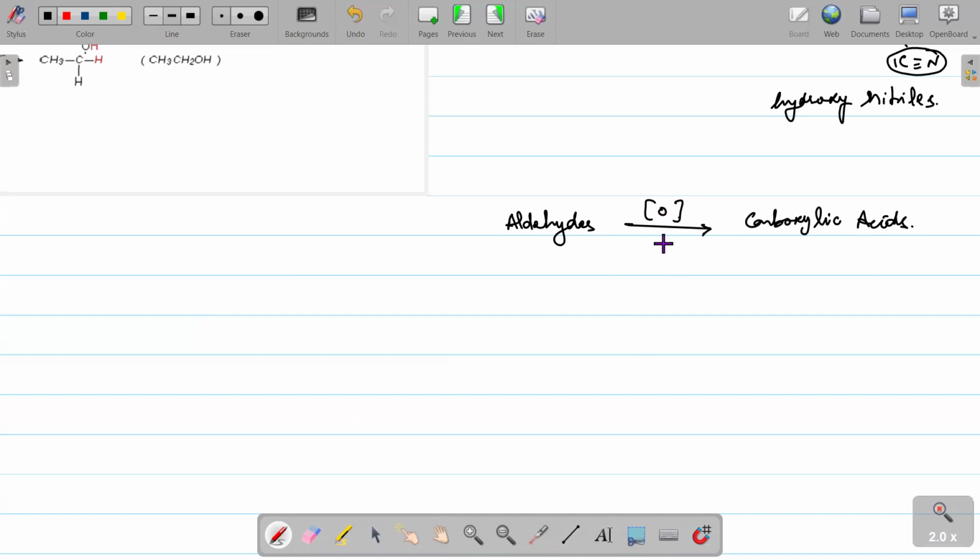And the reverse of oxidation is reduction. So it means that carboxylic acids can be reduced to aldehydes. And now we also know that alcohols, when they are oxidized, give us aldehydes. And when they are reduced, then aldehydes will give us alcohols.